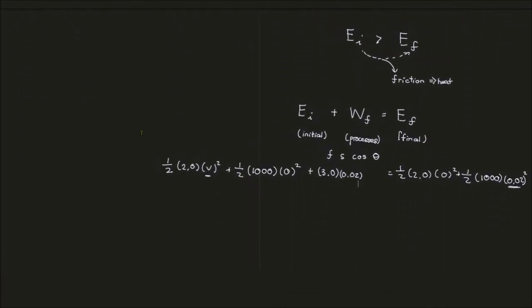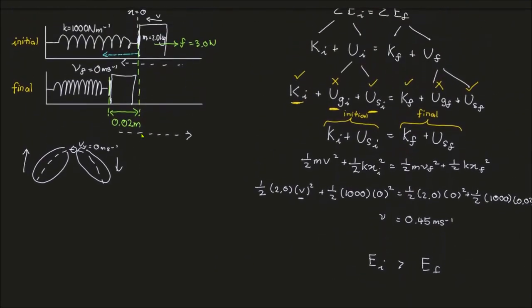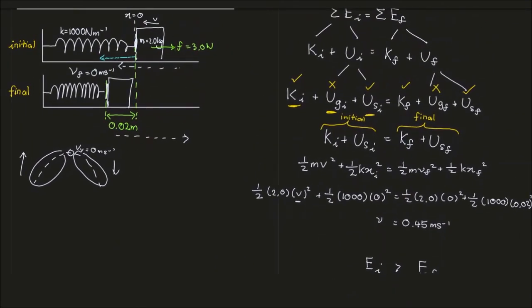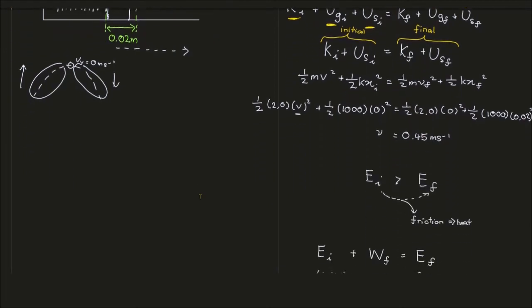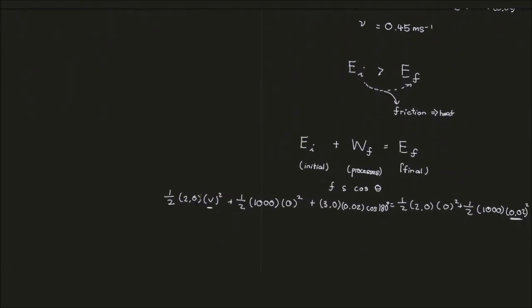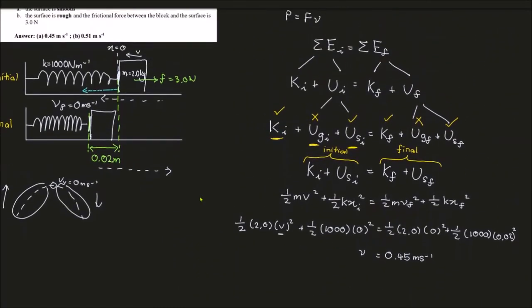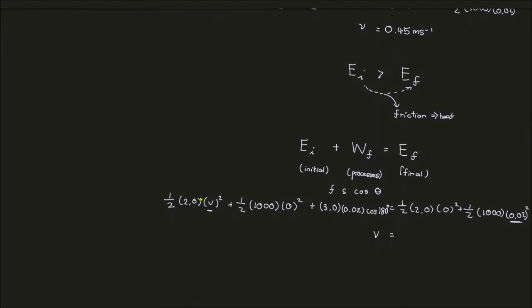Okay, then the next thing is cos, what's the degree? The degree should be 180. Because again, if you look at the diagram, the frictional force is pointing to the right, but the motion is pointing to the left. That's why they are in opposite directions. The theta should be 180. So if we sub in everything and we solve for V, then you get your answer to be 0.51. The answer should be 0.51 meter per second.